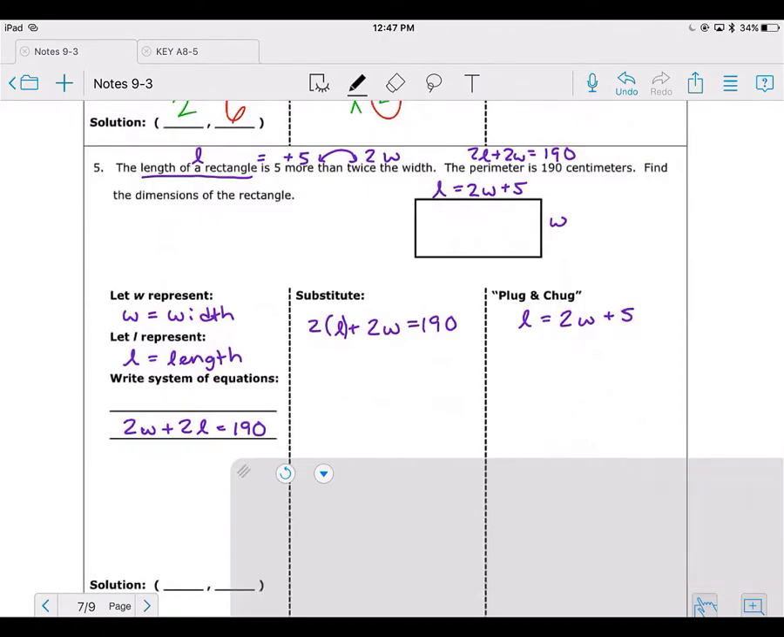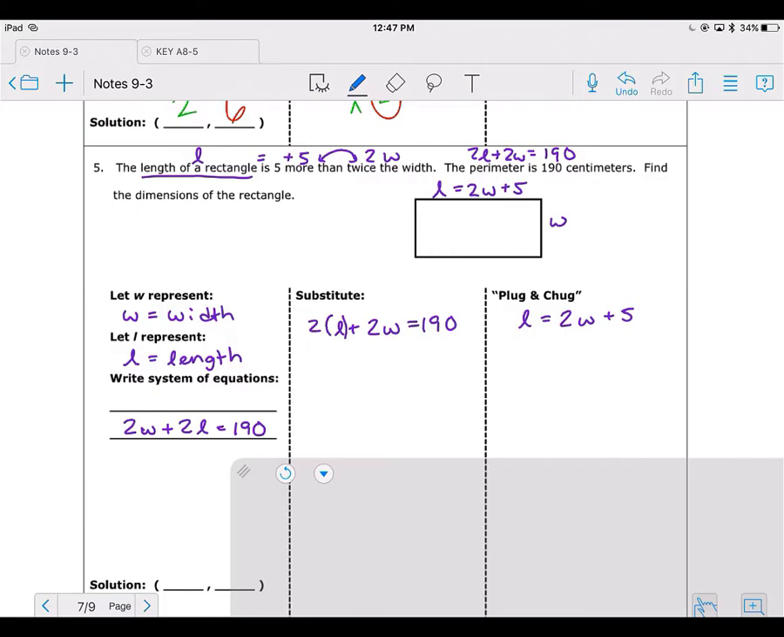Problem 5 is a problem that comes up a lot on the EOC. They tell us that we have a length that is 5 more than twice the width, and then the perimeter is 190. And so they've already started this problem for us. The length L is 5 more than twice the width, so L equals 2W plus 5. And then our perimeter is 190. We remind ourselves that perimeter is 2 lengths plus 2 widths because we add up all the sides, and that equals 190. W is going to represent our width, and L is going to represent our length.